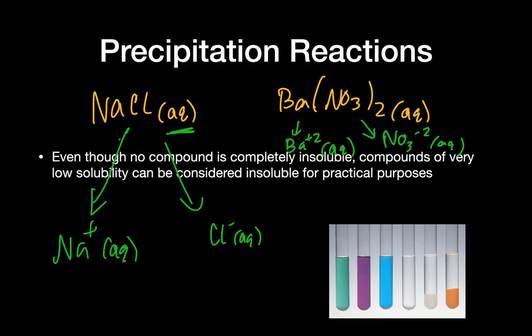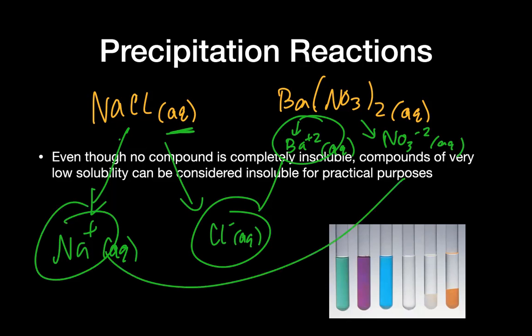So what I would have to do is then say, okay, well, obviously barium and sodium are not going to combine because they're both positive ions. The nitrate and the chloride aren't going to combine. So what possible combinations could I have? I could have barium with chloride, and I could have sodium with nitrate. So my possible products are NaNO3. I don't know why my N's are so weird today.